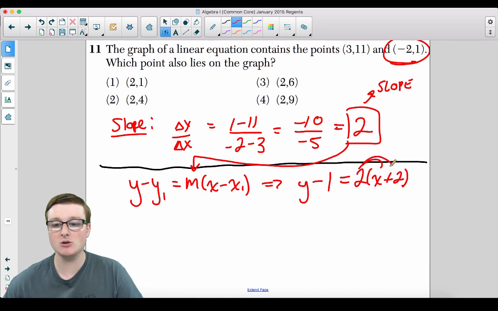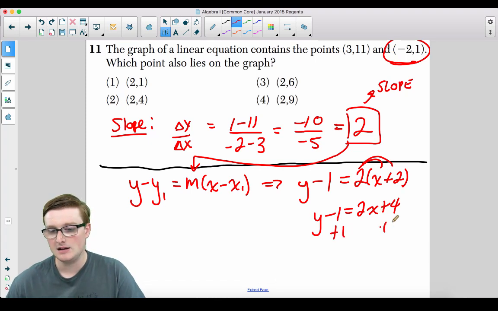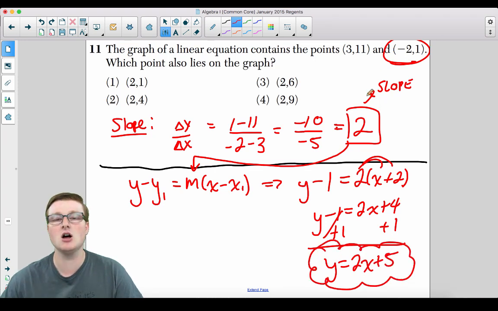Okay? So now I'm going to distribute that 2. We get y minus 1 is equal to 2x plus 4. Why am I doing this? I want to convert it into a form that you know, which is y equals mx plus b. Now I'm going to add the 1. You get y is equal to 2x plus 5. Ladies and gentlemen, this is the equation of the line that contains these 2 points.